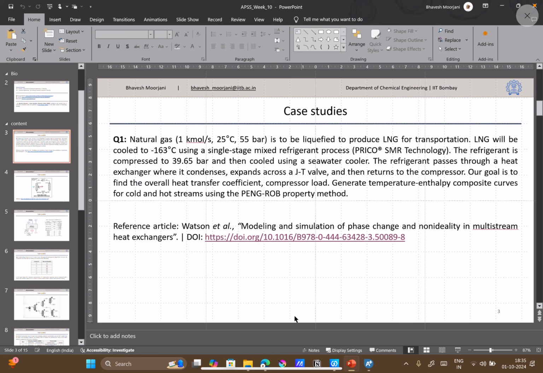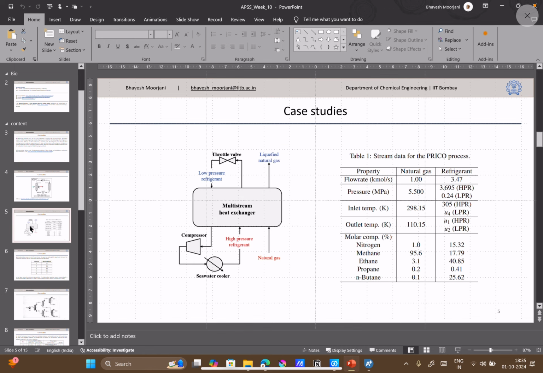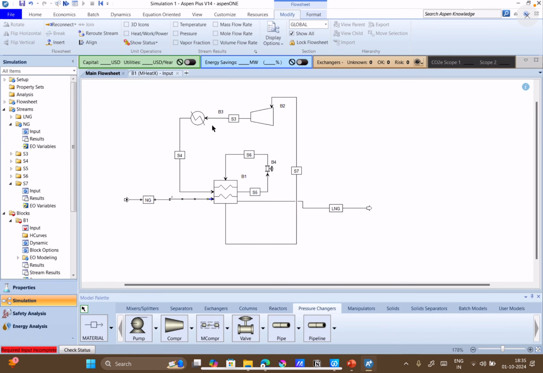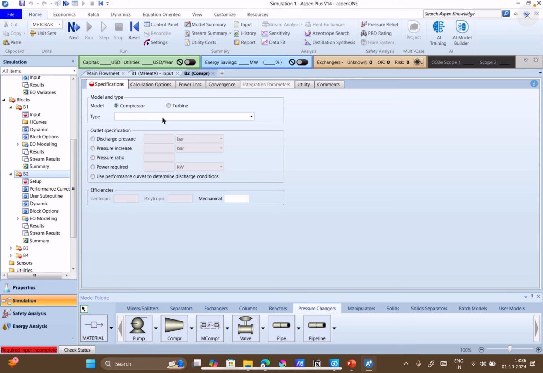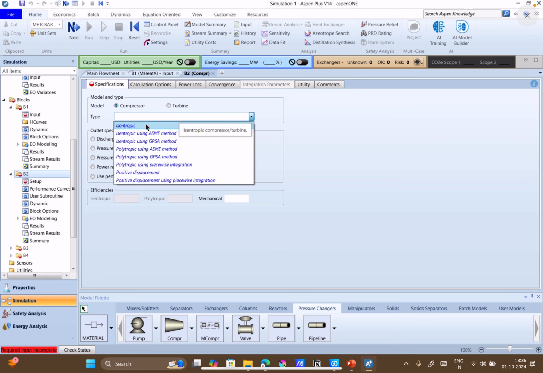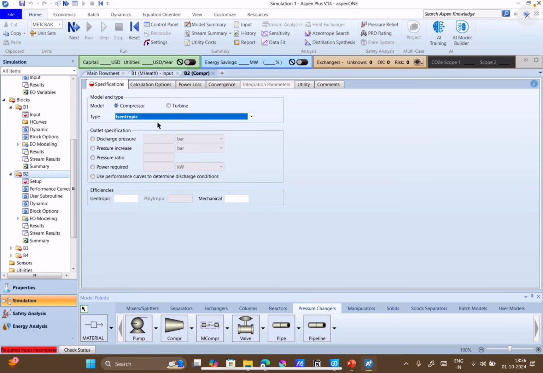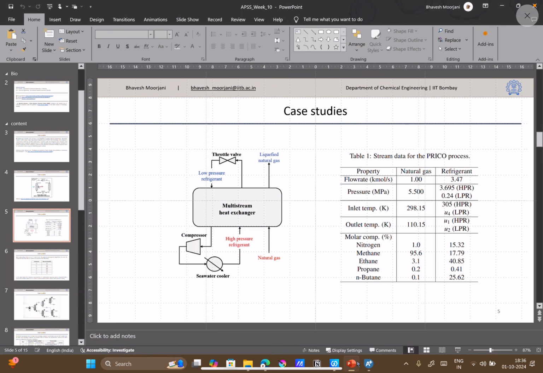What other information do we have? So let's see. We have the compressor information. The compressor outlet is given as high pressure refrigerant at 36.95 bar. So if I go here, let's mention the discharge pressure. No specific information on the compressor is given, so we will select isentropic compressor, and the discharge pressure is 36.95 bar. Okay, so compressor information is complete.